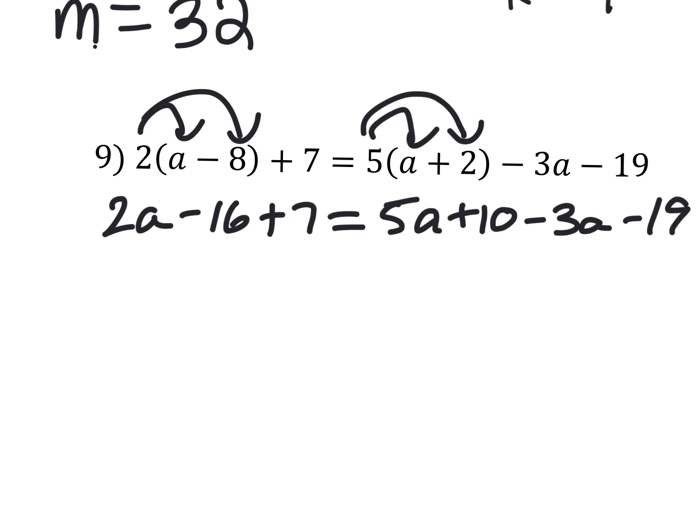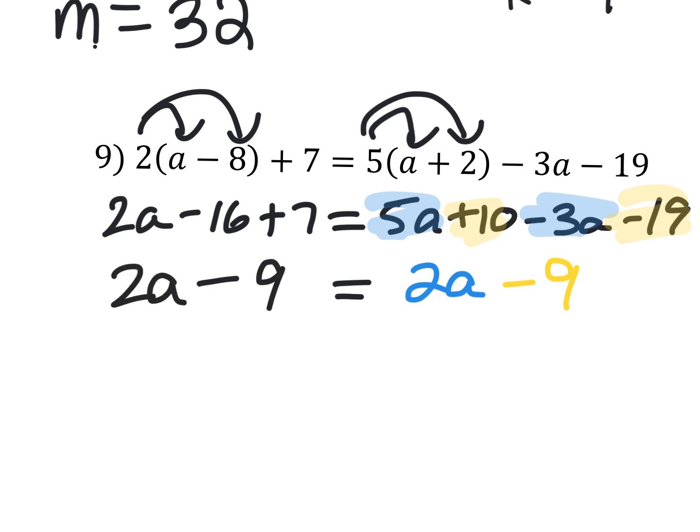So I notice that on the right-hand side, I've got a 5a, take away 3a. They're on the same side of the equal sign. That means I can combine them. I can put them together. That also means that I've got a 10 minus 19. 10 minus 19 is negative 9. Over on the left-hand side, I can put together that negative 16 and that 7, so I get minus 9, and bring down the 2a.